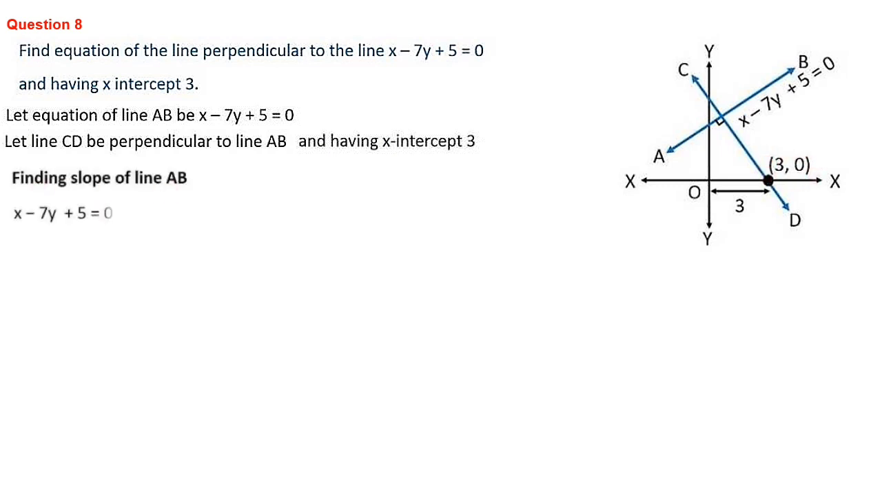Slope of AB we will find out. x minus 7y plus 5 is equal to 0. This one we have to make into the form y is equal to mx plus c. So minus 7y equal to, bringing these to the right side, minus x minus 5. You see everywhere there is a minus common. Let's take out: minus 7y equal to minus of x plus 5. Now you see, on the left side and right side there is a minus common, cancel it. 7y equal to x plus 5.